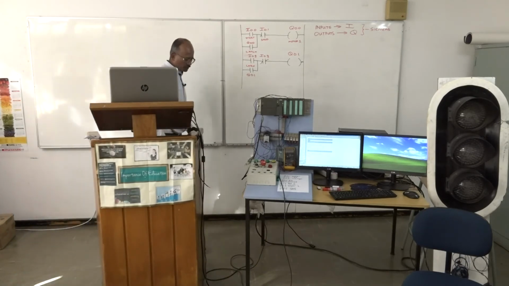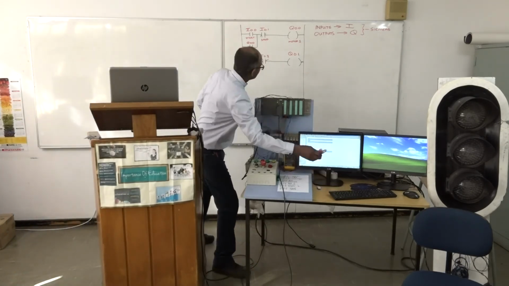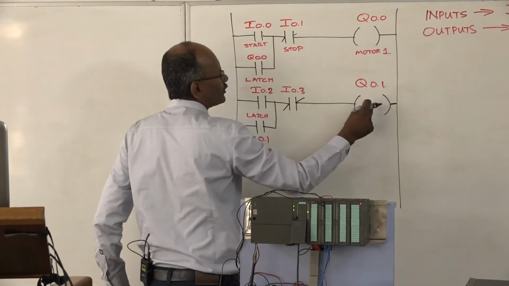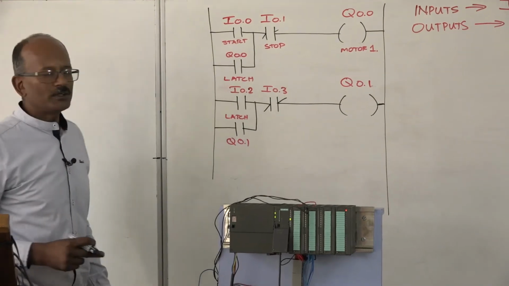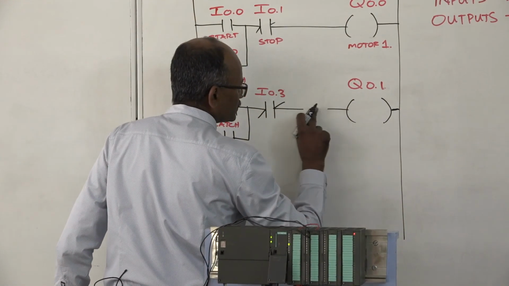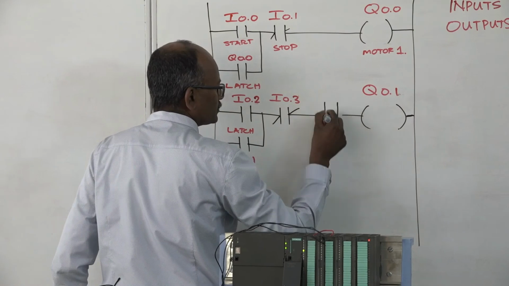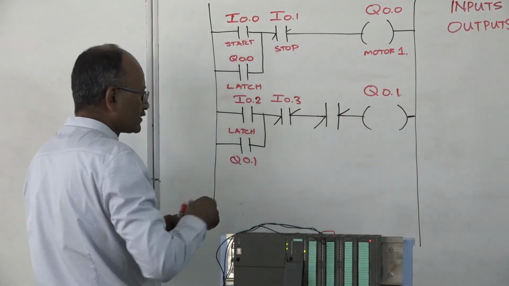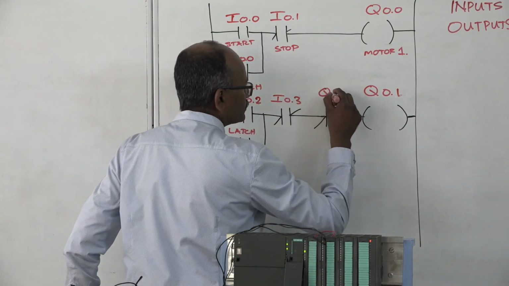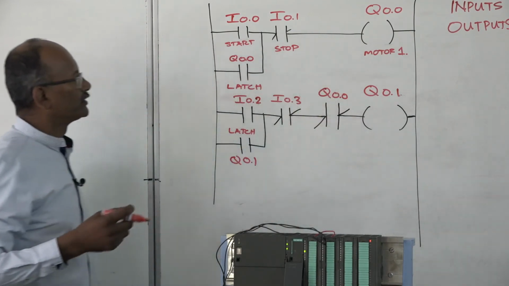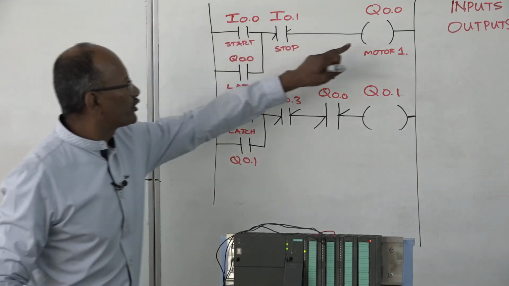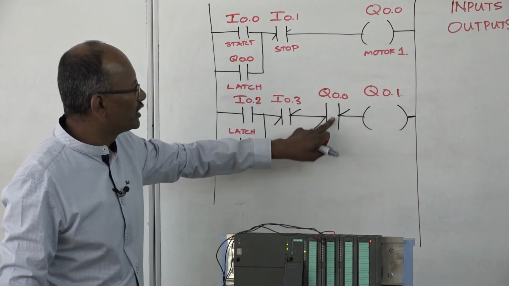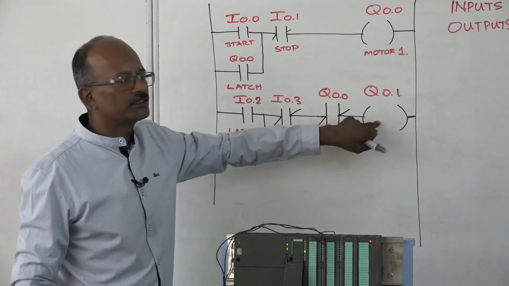So all I have to do is tell the PLC that when Q0.0 is running, this cannot be turned on. All right? So all I'll do at this point is put in an interlock switch that is normally closed, and I will call this Q0.0. So what would happen? When I press the start button, Q0.0 is energized, and for as long as it's energized, this would be an open switch, and this can never be turned on.